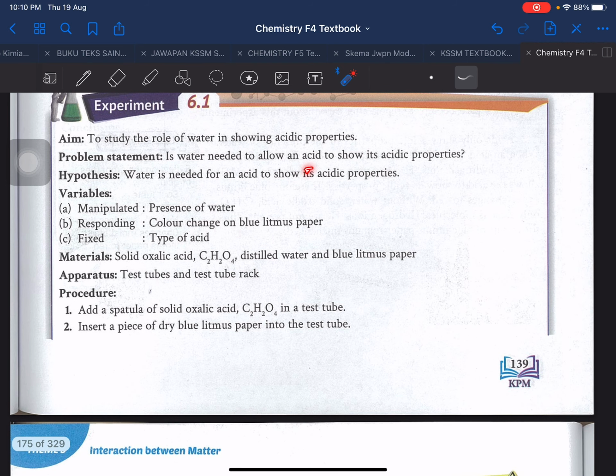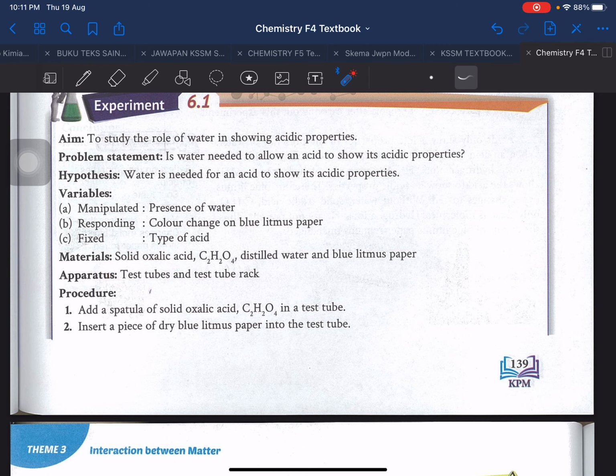You know that if we want to test an acidic properties kan, we use blue litmus paper. What will happen at the end of the experiment is the blue will turn to red. Sebab ada asid hadir. So responding tu adalah we use blue litmus paper. Tengok perubahan warna. Apa yang tidak boleh berubah? Variable apa yang you cannot change? Yang fix adalah type of acid lah. Okay. Material needed. Solid oxalic acid, distilled water, and blue litmus paper. Apparatus, ini jenis dia punya acid, oxalic acid. Apparatus, we just need a test tube and test tube rack.